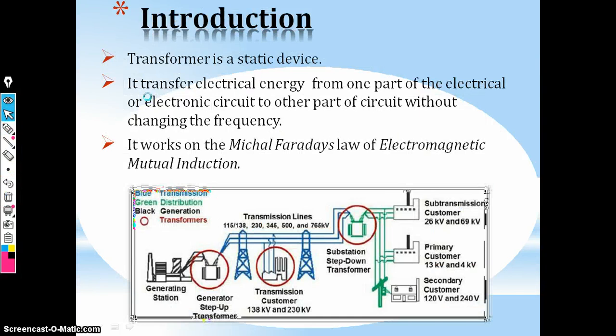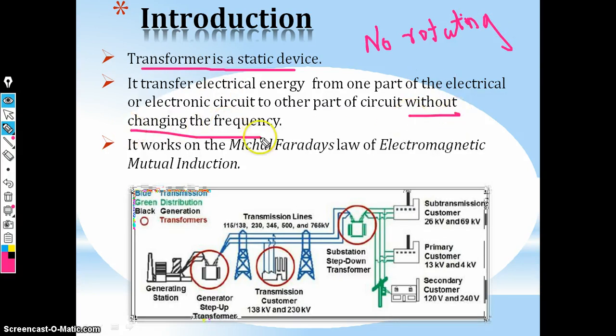Then also, a transformer is a static device. That means there is no rotating part. Then the transformer converts electrical energy from one part to another part without change in frequency, with change in voltage and change in current.